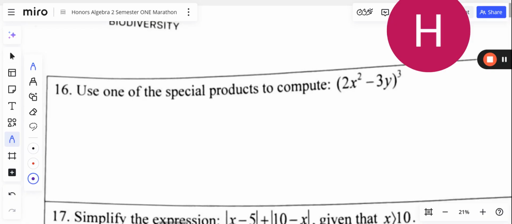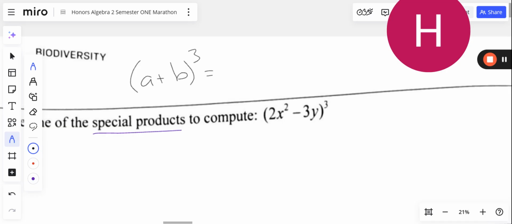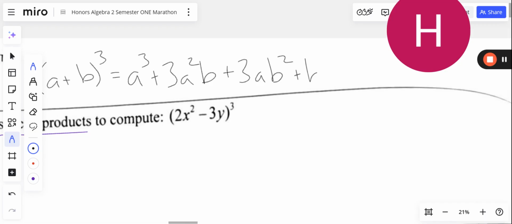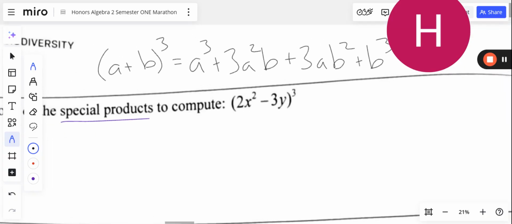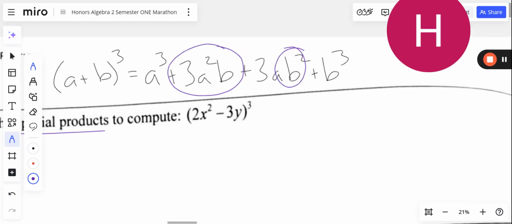Now, I'm not sure what is intended here with special products, but I can tell you with confidence that if we have some a plus b cubed, this will result in a cubed plus 3a squared b plus 3ab squared. Those are different. The a is squared here and the b is squared here. And then finally plus b cubed. Now if we have a minus as the b, that means that this term will be negative. The squared one will not be negative, but this term will also be negative.